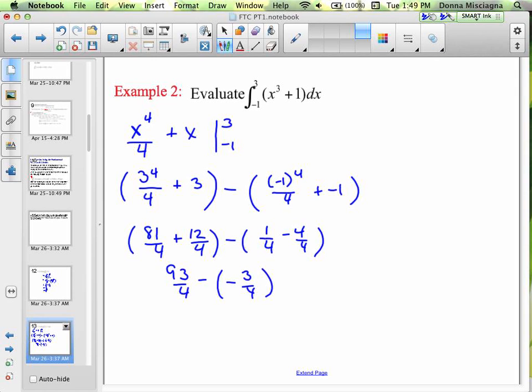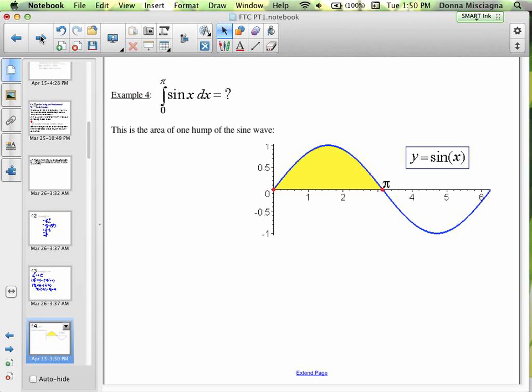That's the same as 93/4 plus 3/4. So that's going to be 96/4, and that does reduce to 24. And there we go. If we wanted to, we could use the limit of Riemann sums, because that's what these are all based off of. But in this lesson, we're going to use the antiderivatives instead.